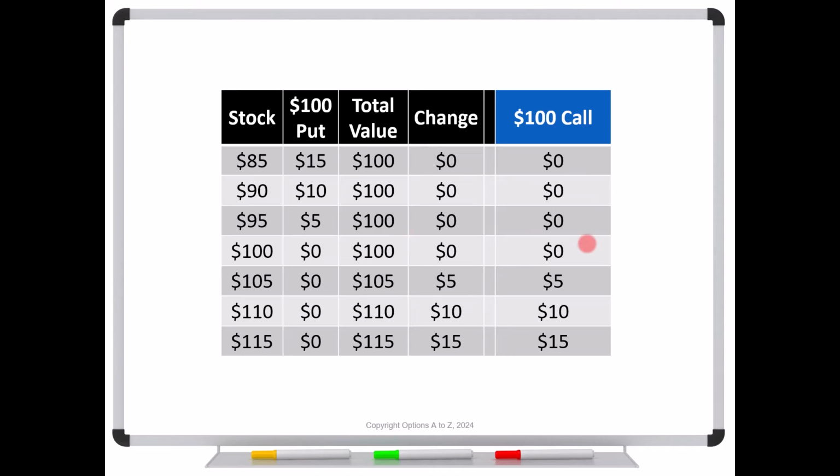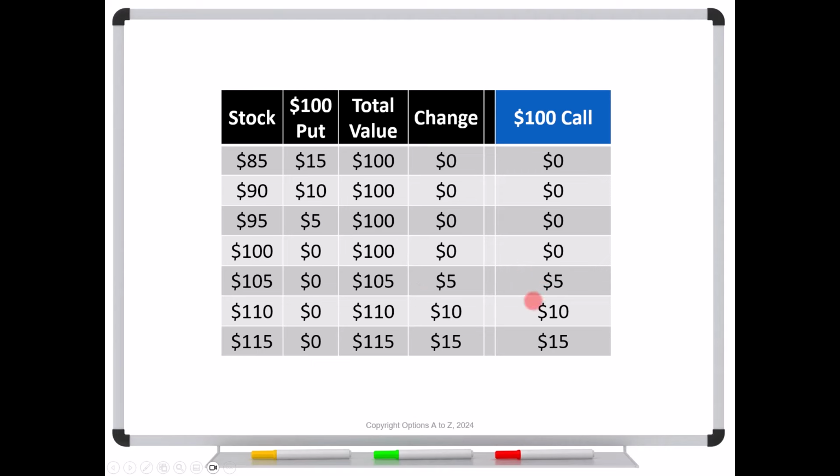But now let's look at what happens if the put goes out of the money and the call goes in the money. Let's say the stock goes from 100 to 105. Now the trader that owns the stock plus the put has a portfolio that moves from 100 to 105. That's a change of $5. What happened to the call option? Well, it was worthless with a stock price of 100, but if the stock is 105, it's worth 5. That's a change of 5. Do you see how the changes are matching?